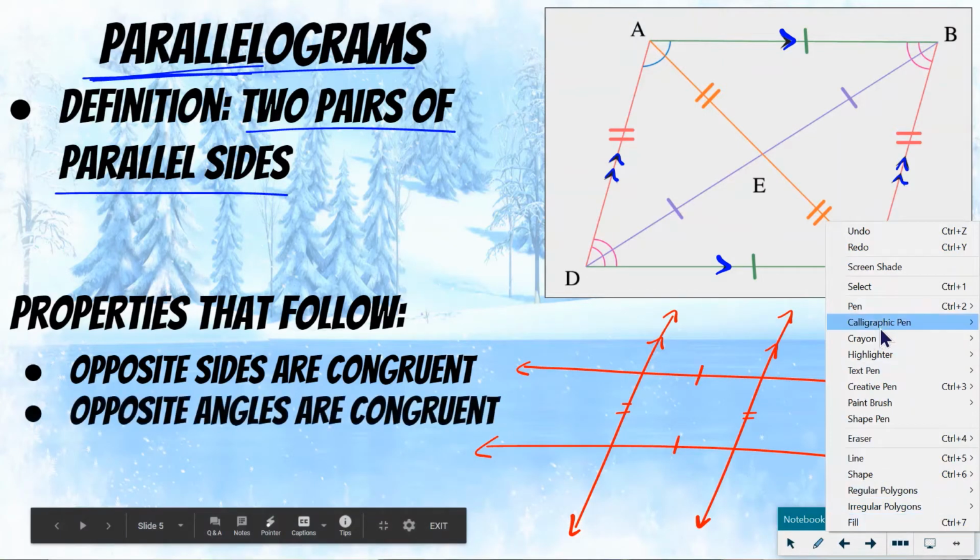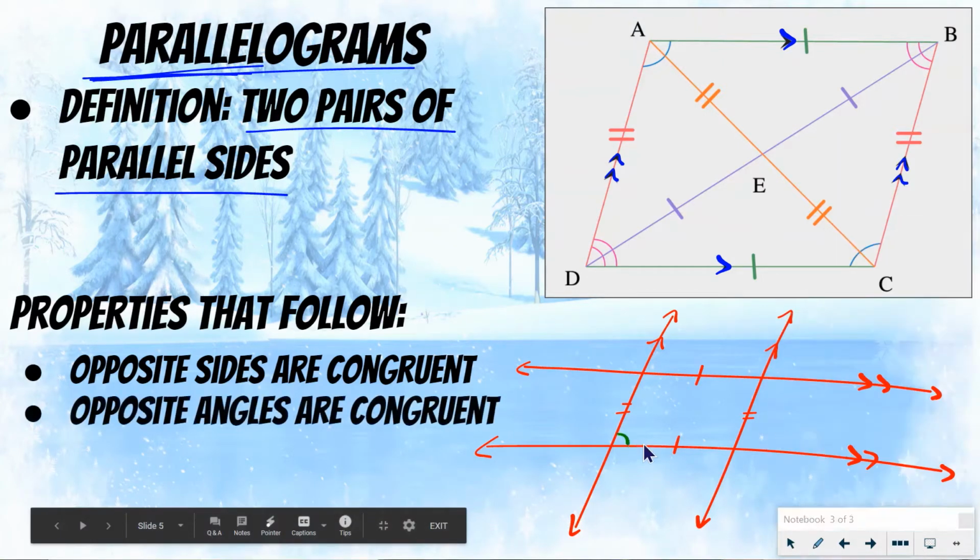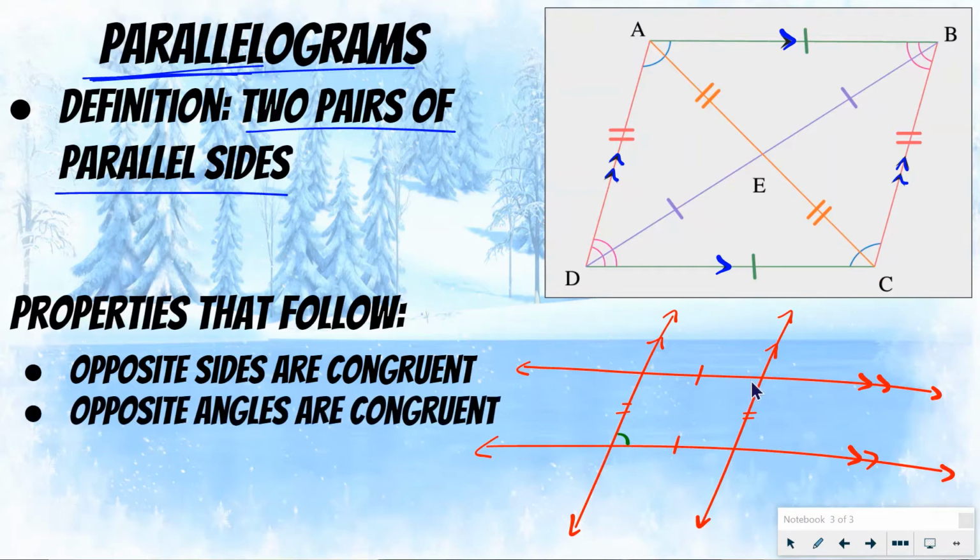My opposite angles are congruent to each other also. So this angle and its opposite angle diagonally across, that angle is congruent. Same thing with this pair. That angle and that angle are congruent. And actually, we could just see this from our angle relationships. We know that these two are supplementary. Actually, that's going to be the next property.